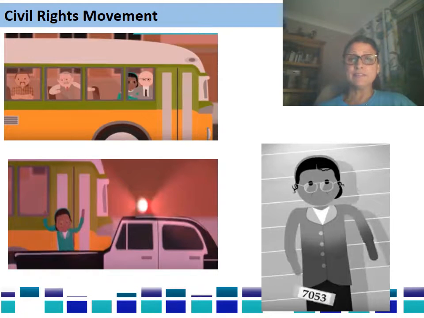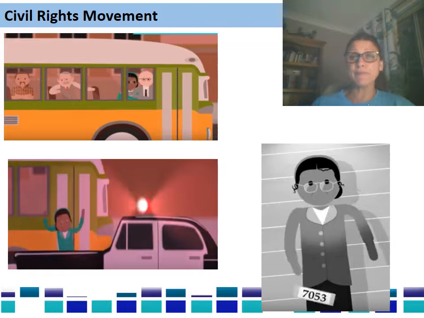So, in the civil rights movement, which took place between the 1950s and the 1960s, African Americans led a program of protest against racist policies that denied people their civil rights. Activists used a variety of methods, including court cases, boycotts, marches, and civil disobedience to make their fellow Americans aware of the injustice of denying civil rights to African Americans.